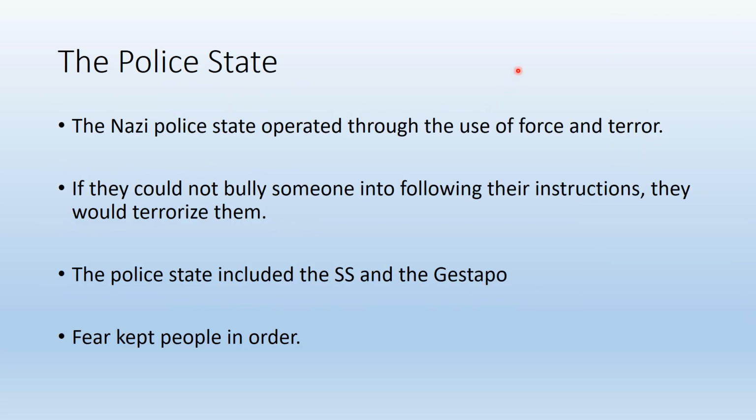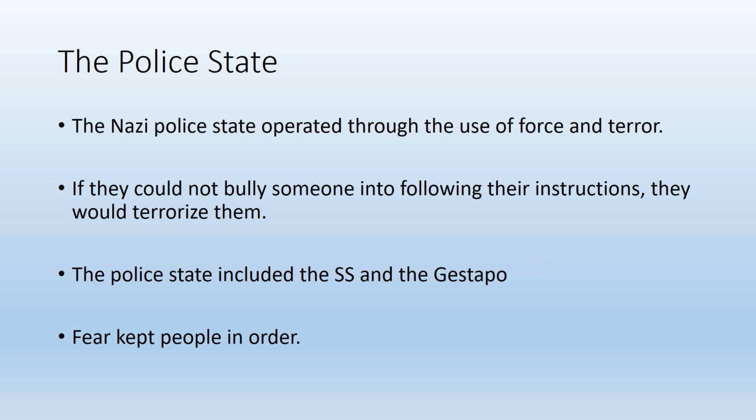The police state itself, the Nazis decided to use force and terror to keep their population in line. Hitler and the Nazis needed everybody to follow their rules to make sure that they would remain powerful in Germany. And in doing so, they needed to make sure that people had enough fear to avoid disobeying those new rules and laws. Now, if they could not bully someone into following those instructions, they would terrorize them. And a group that was notably terrorized would be the Jews living in Germany.